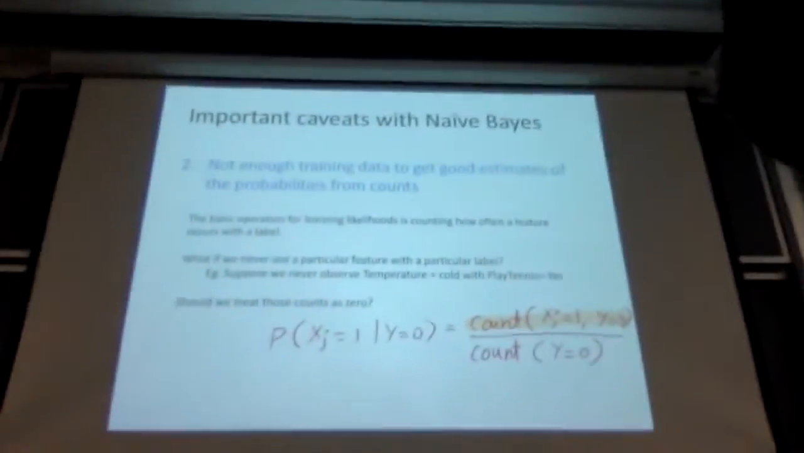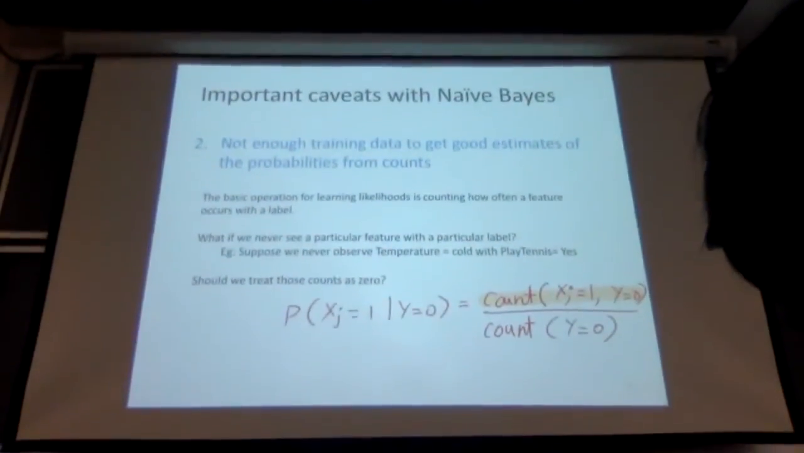Now, suppose we never see this pair. For example, in the example here, we never observe the temperature being cold when we play tennis. That means the numerator, this quantity, becomes 0. If the numerator is 0, that means the probability is 0. And the question is, should we treat the probabilities as 0? What would happen if probabilities are 0? The entire product becomes 0.